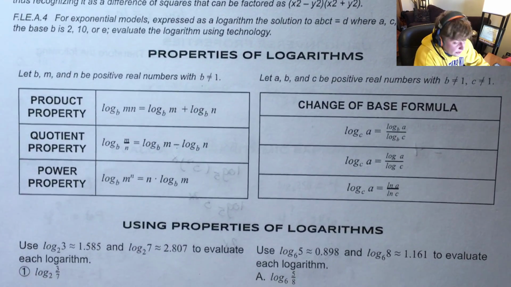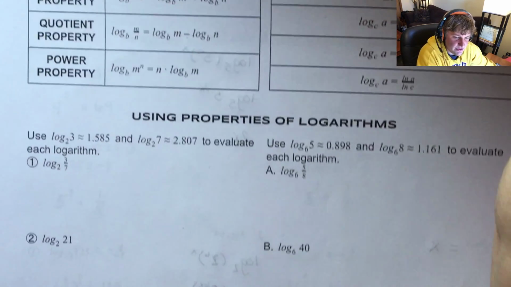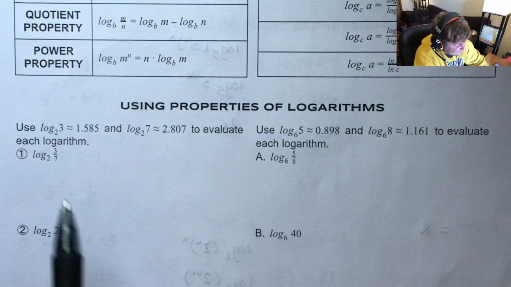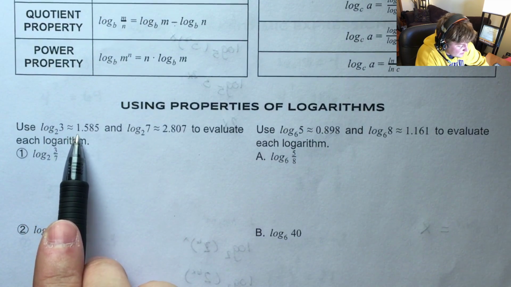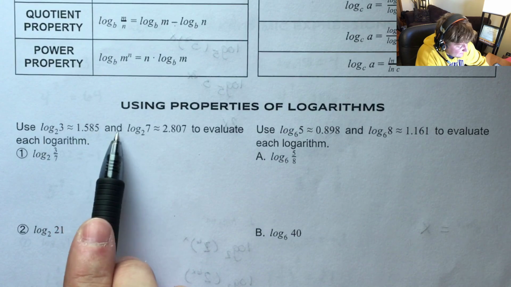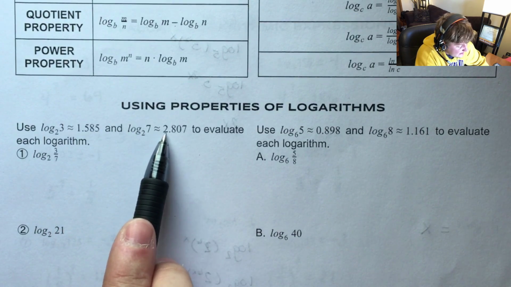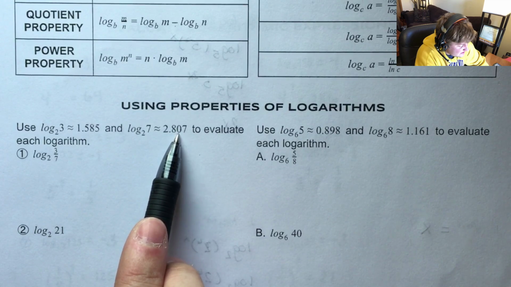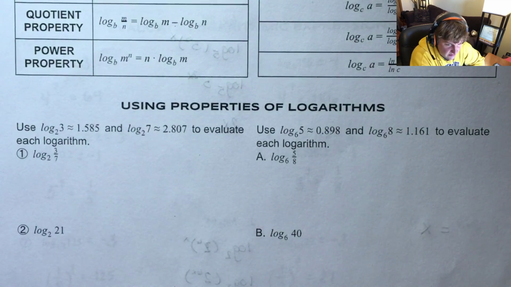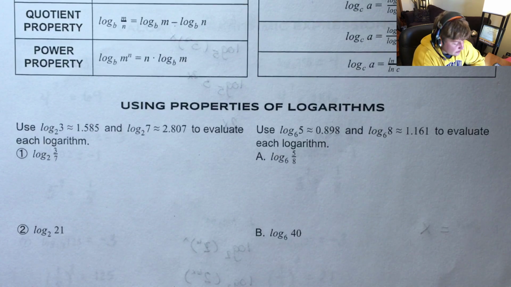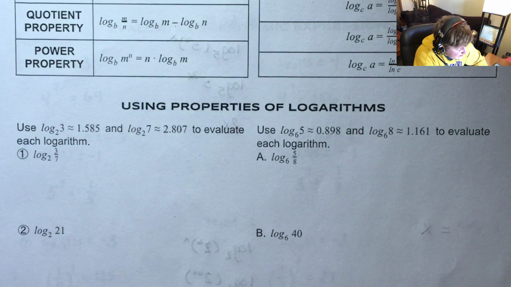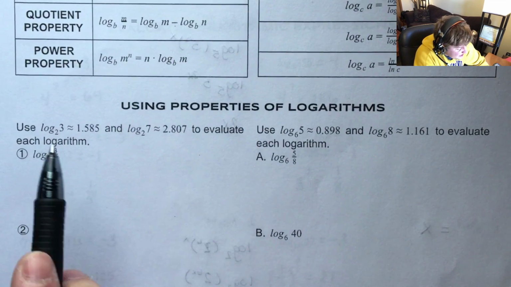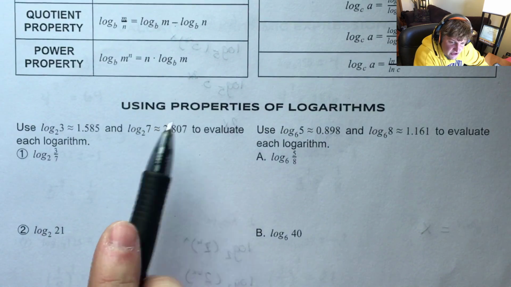Okay. So let's actually try to use some of these properties. This one says I'm going to use the fact that log base 2 of 3 is approximately 1.585, and log base 2 of 7 is 2.807, and we're going to evaluate these logarithms. So what am I looking at here? I have log base 2 of 3/7. Now, it's not a coincidence that I have a 3 and a 7 here, but let's look at this.